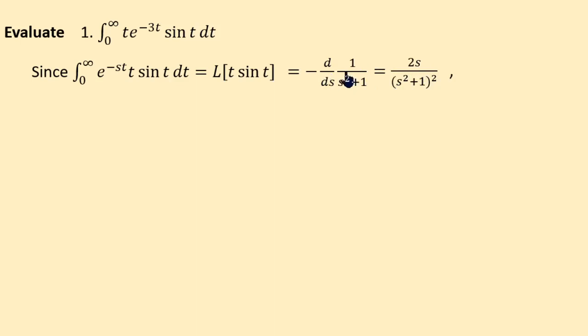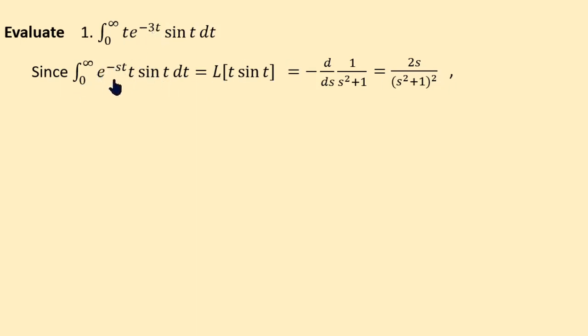So, by applying the second rule, we know the Laplace transform of t sin t is 2s by (s square plus 1) whole square. It is nothing but the integral 0 to infinity e power minus st t sin t dt. So, what we did? We just applied the Laplace transform of t sin t. Now, compare these two. See, integral 0 to infinity t e power minus 3t sin t dt. Here, integral 0 to infinity t e power minus st sin t dt. In the place of s, here it is 3. Therefore, put s equal to 3 on both sides.